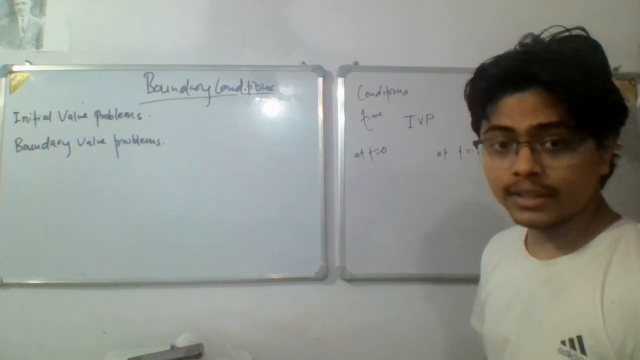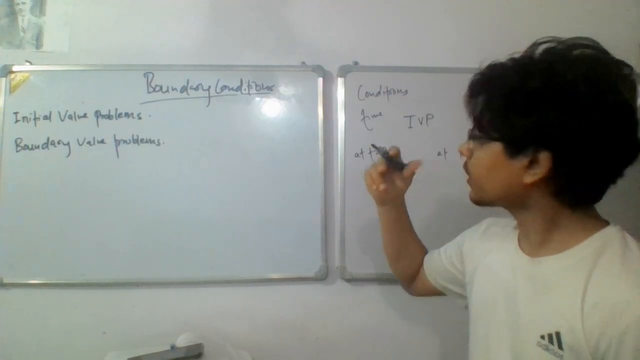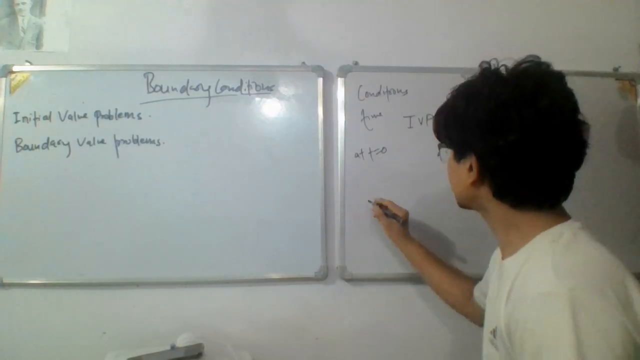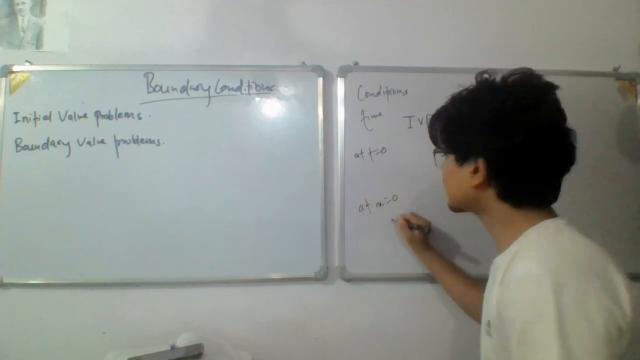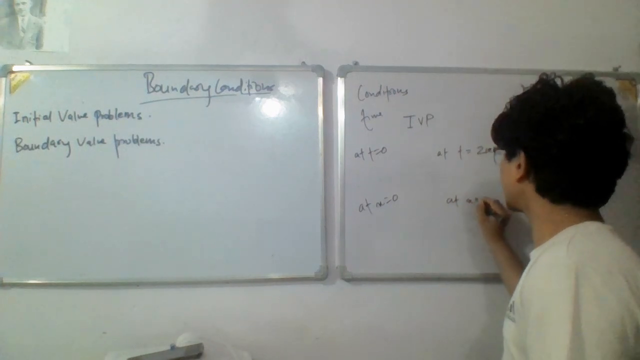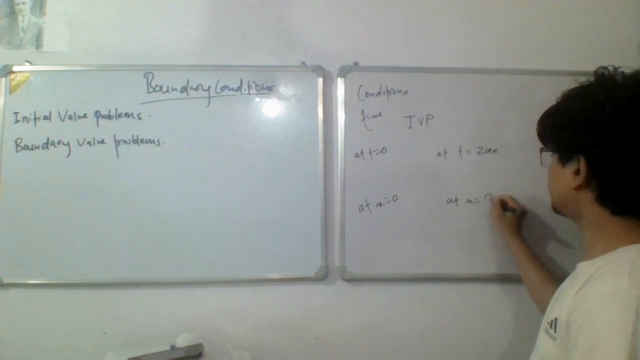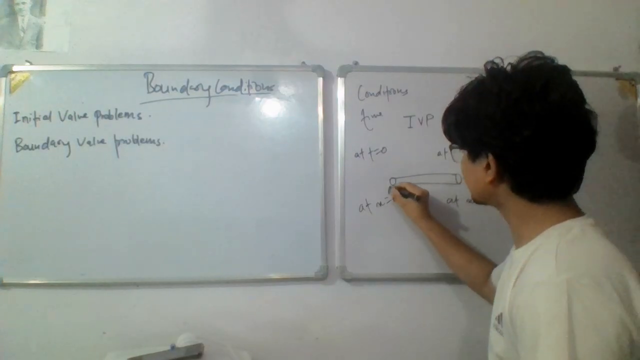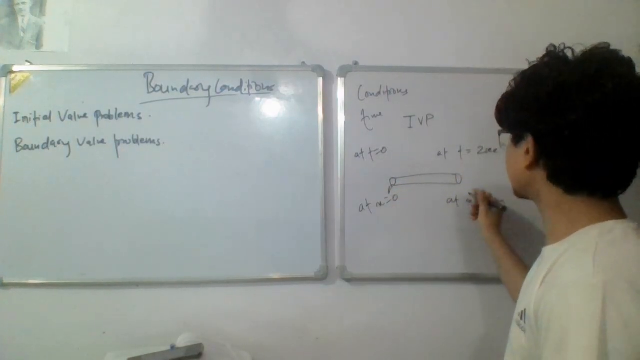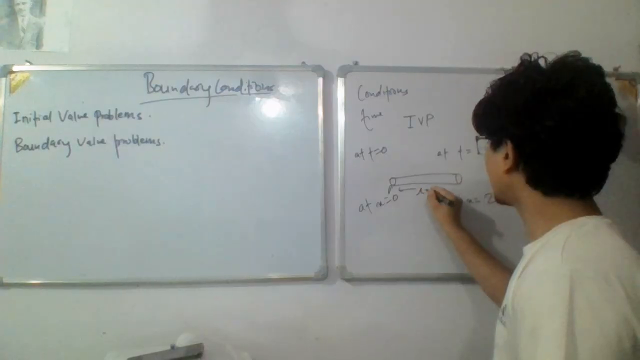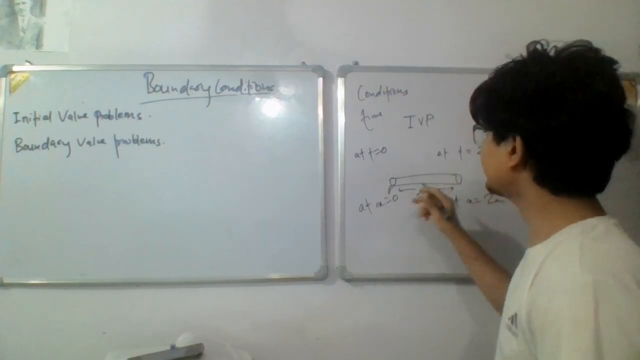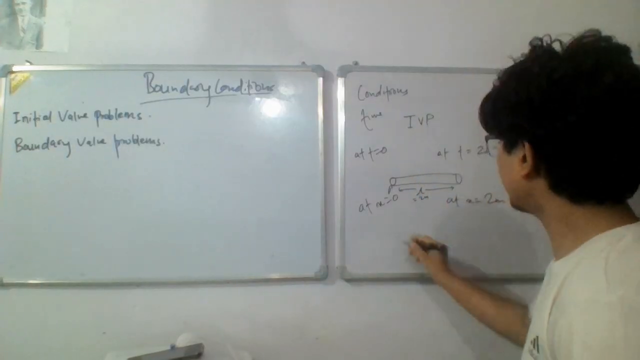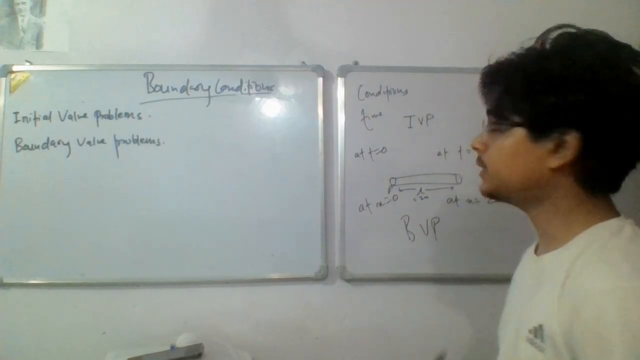In the same way, if we define conditions on the basis of position rather than time, for example x equals 0 and x equals, suppose, 2 meters. So if we are talking about a rod, then x equals 0 means the first end, and x equals 2 means the last end if this rod has a length of 2 meters. In this way, if we define some positions, it is called a boundary value problem, or in abbreviation BVP.